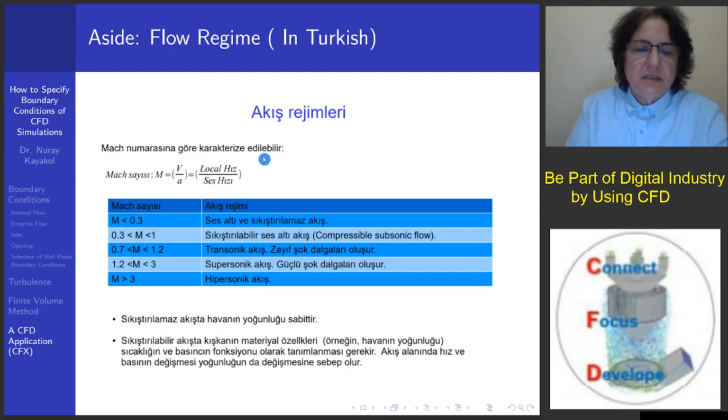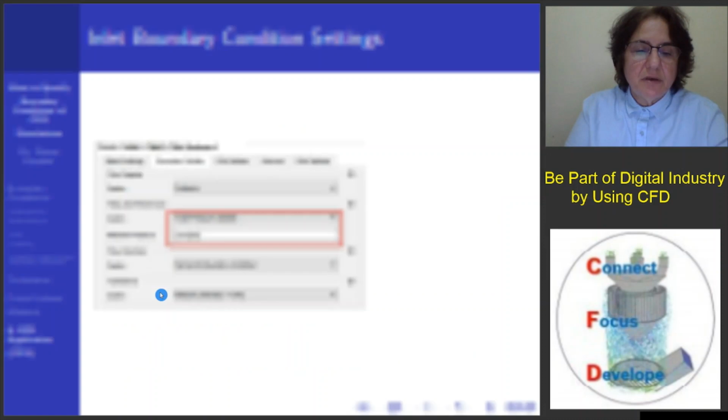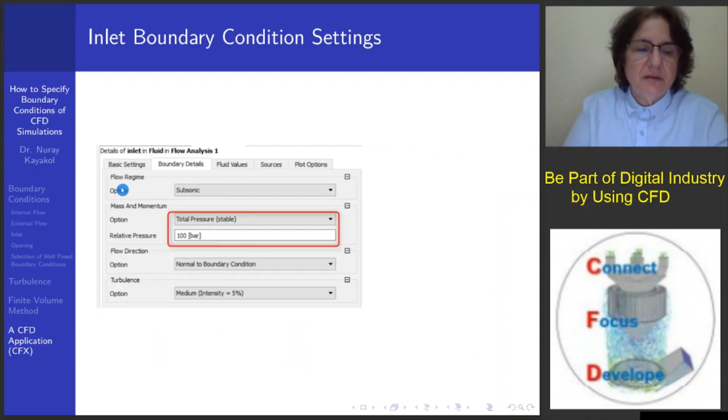Flow regime. You have to calculate the Mach number, local velocity divided by the sound velocity. So you will define the Mach value, whether you work in subsonic or sonic velocity, because you have to define it at the boundary. You see, this is my inlet. The program will ask you the flow regime. I chose subsonic. Here is pressure. Do you see, this is a relative pressure. It doesn't say static pressure, but relative pressure is 100 bar. It has to be total pressure and flow direction normal to the boundary. I defined turbulence intensity as 5%. I think it's a good guess.